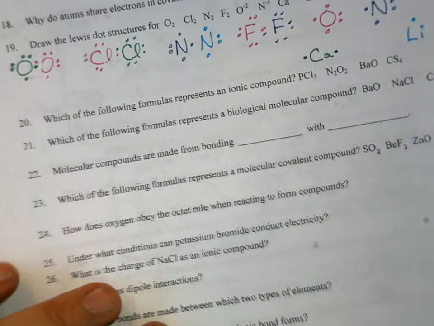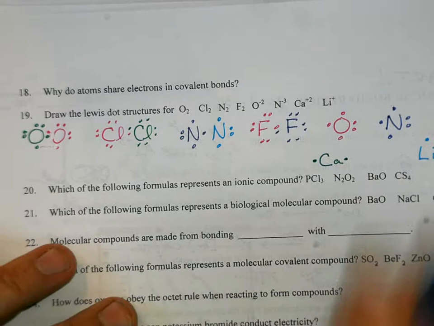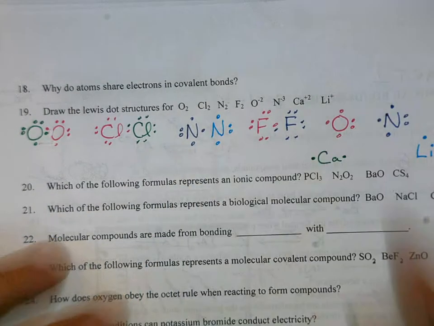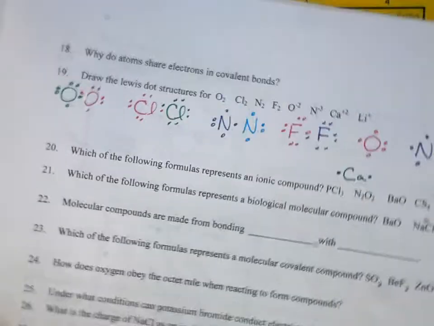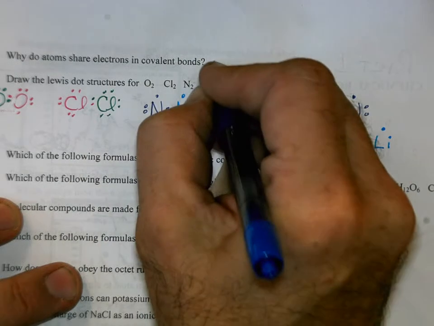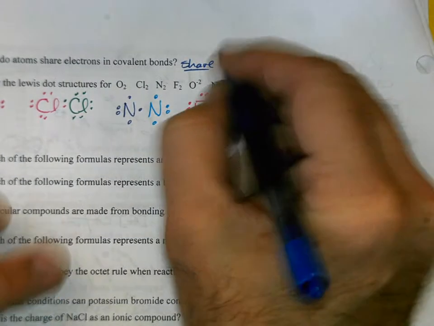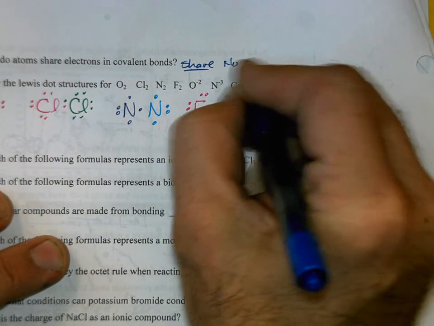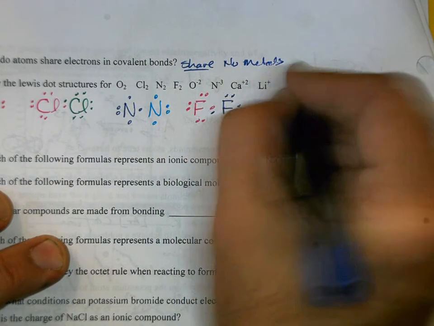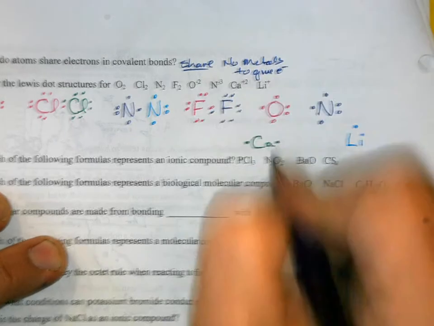Why do atoms share electrons in covalent bonds? Okay, they share them because they need to fill their outer energy levels, and they don't have a metal around to give them one. So they have to share covalently because there's no metals around, no metals to give electrons. So what has to happen is they have to compromise.